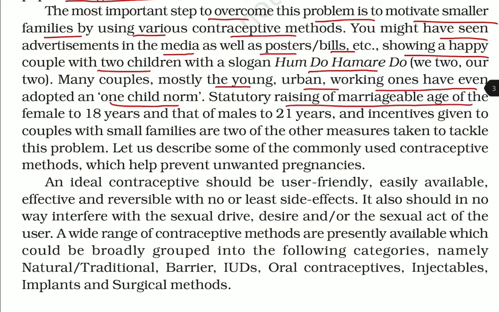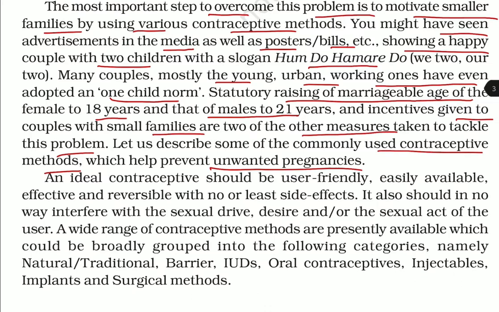Statutory raising of the marriageable age of the female to 18 years and that of the male to 21 years, and incentives given to the couples with small families are two other measures taken to tackle this problem. Let us describe some of the commonly used contraceptive methods which help prevent unwanted pregnancy.